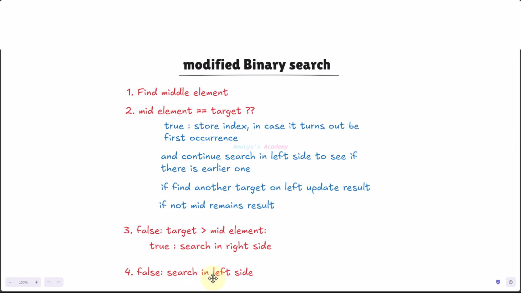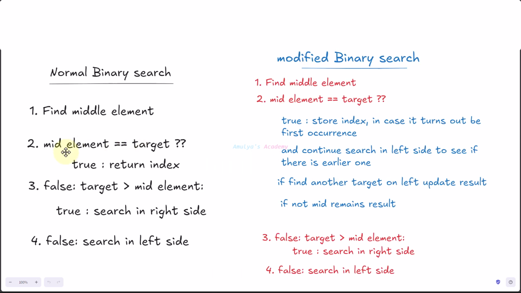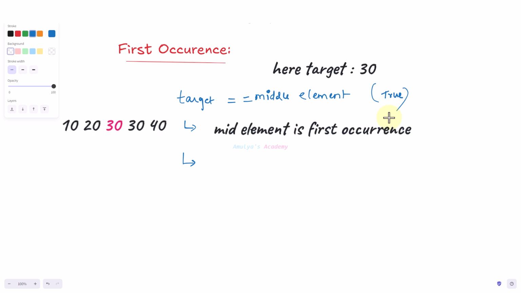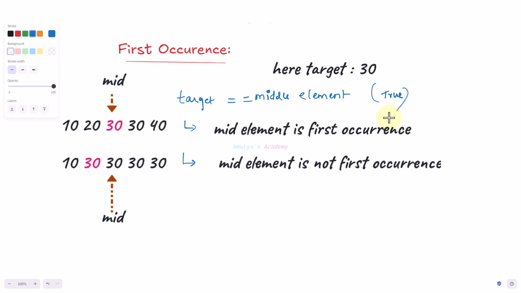What is the difference between normal binary search and modified binary search? Here you can see, when middle element becomes equal to target element, in the normal binary search, we'll return its index and we are done. But in the modified binary search, we are searching for the first occurrence of the target element. When the middle element equals to the target, there are two possibilities. First one is, it is the first occurrence of the target element in the list. And the second possibility is, it is not the first occurrence of the target element in the list. That means, the same number appears earlier.